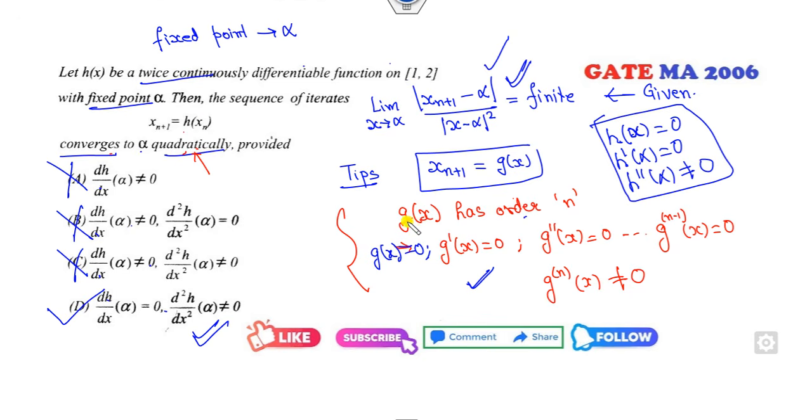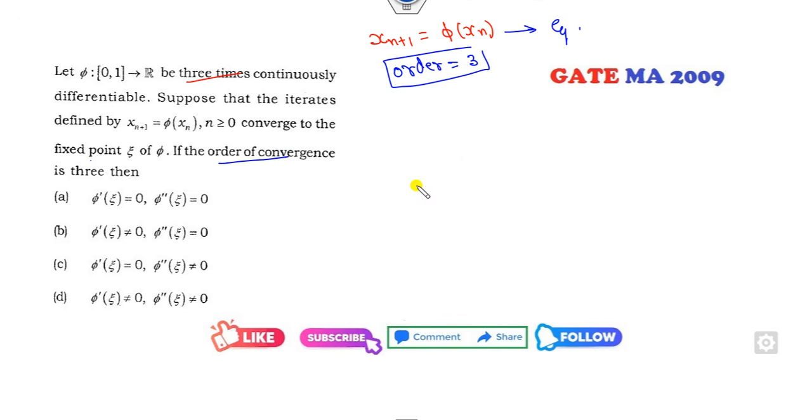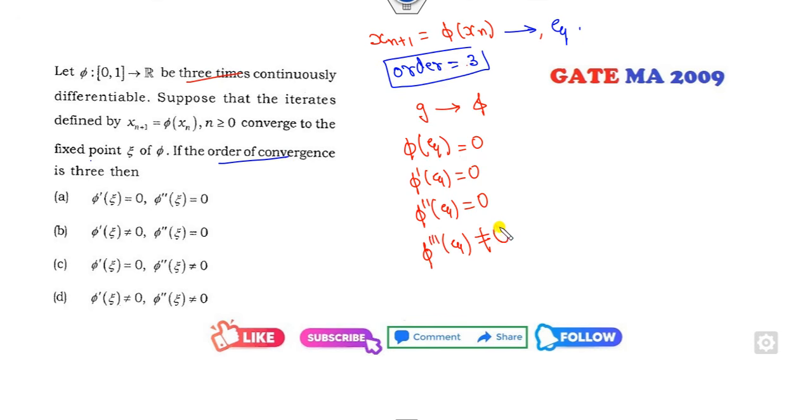Remember, this is applicable on the g, that is the iteration function. What is the g in this case? Phi. Fine. Order is 3 means phi of the fixed point alpha will be 0, phi dash of this is 0, phi double dash of xi will be 0, and phi triple dash is non-zero. So phi dash 0, phi double dash 0, correct. Phi dash non-zero, wrong. Phi dash 0, correct. Phi double dash 0, wrong. Both are wrong. So A is my correct answer.